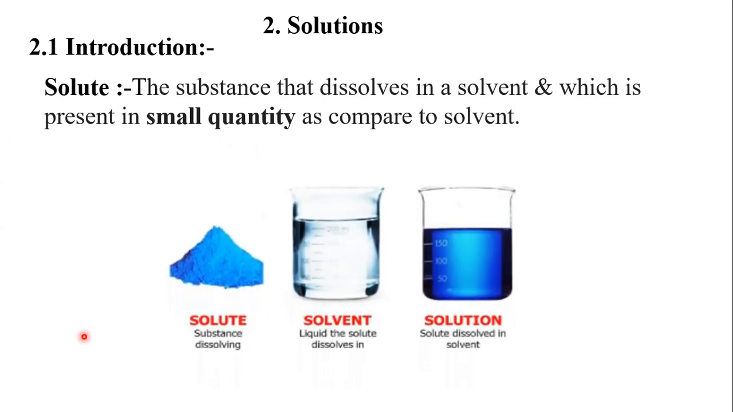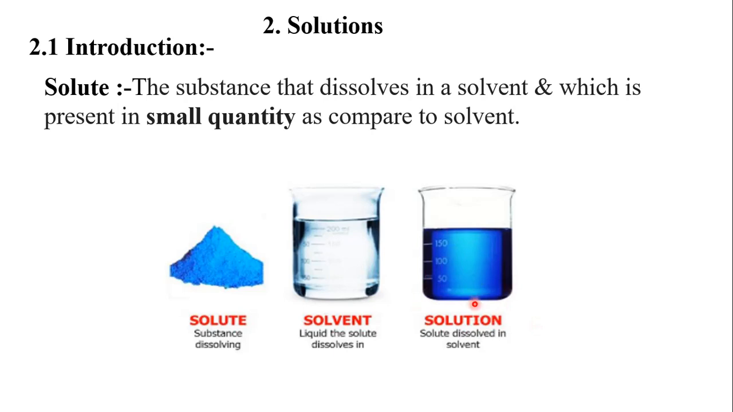For example, see here, it is copper sulfate. Copper sulfate, when you add in water, then it gets dissolved and forms copper sulfate solution. Now here copper sulfate is the solute. When you add it in water, water is present in a large quantity. So water is the solvent. And when solute gets dissolved in a solvent, it forms a homogeneous mixture that is called copper sulfate solution.